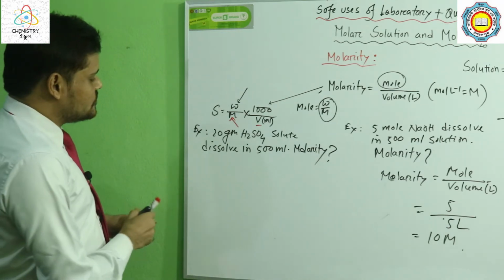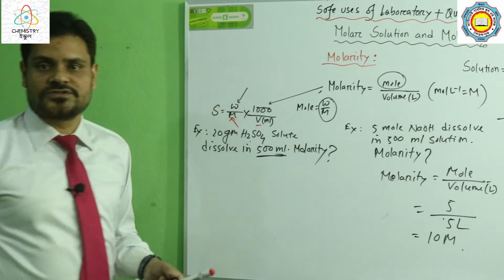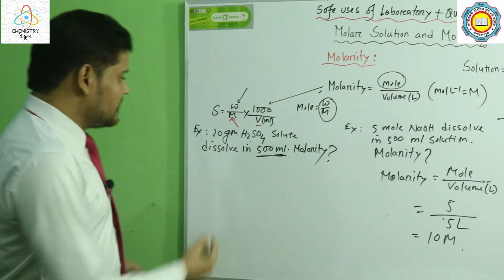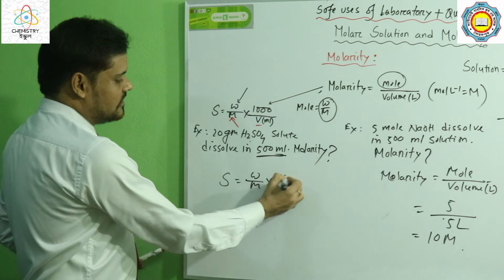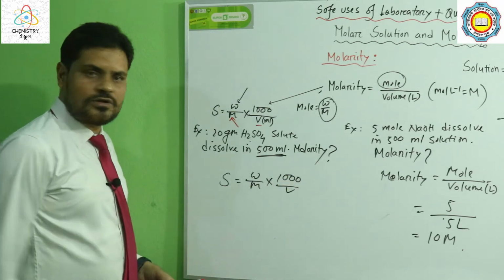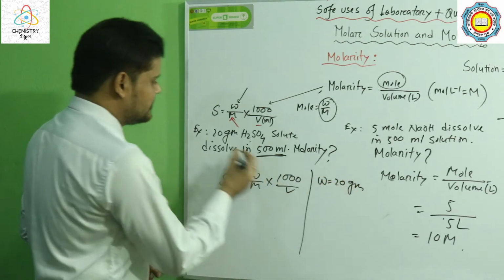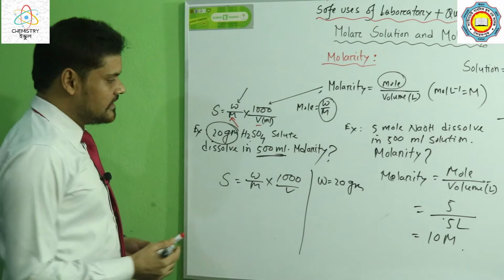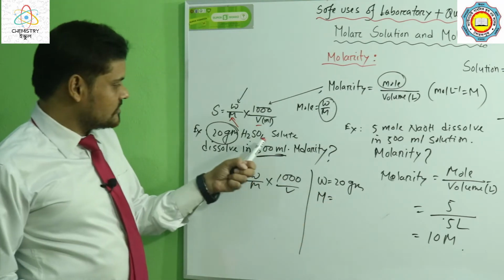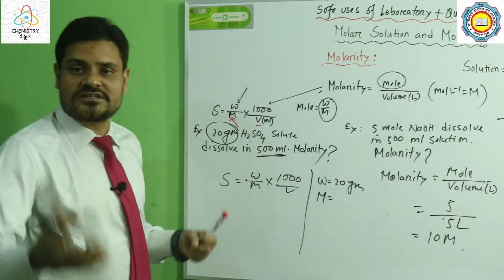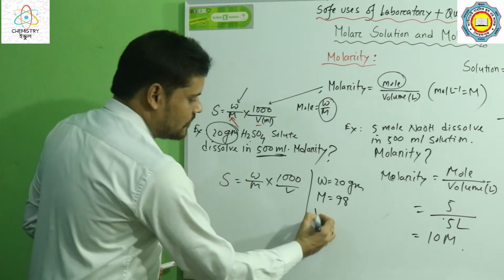Here 20 gram of sulfuric acid solute is dissolved in 500 milliliter solution. Then what will be the molarity? We can easily apply this equation. We know S is equal to W by M into 1000 by V. What will be the values here? Look at this. The amount of solute will be 20 gram here. And here we can write down the molecular mass of that solute. Here solute is sulfuric acid, so the molecular mass we know is 98.